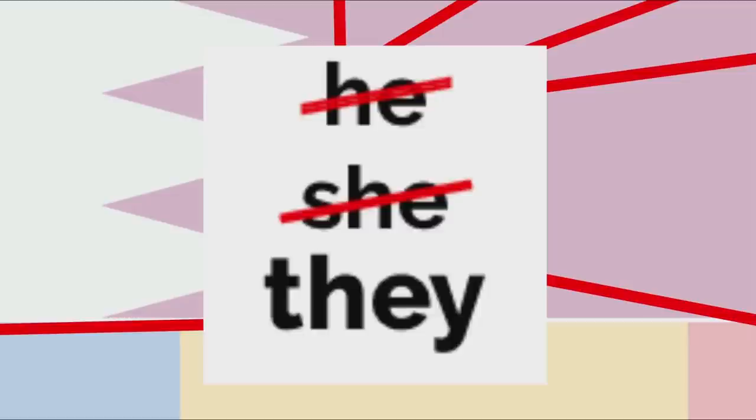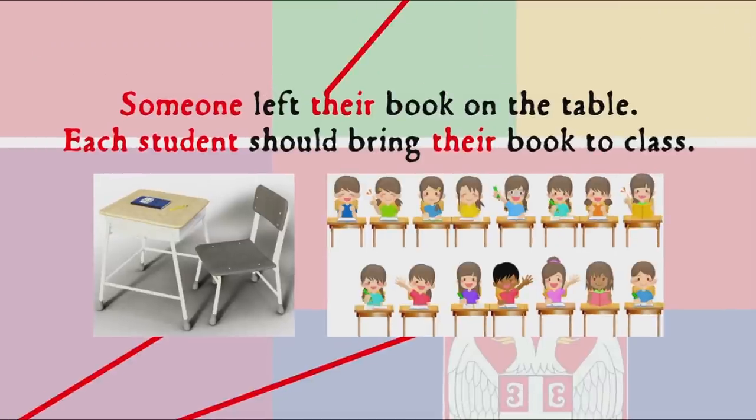being used as a gender non-specific pronoun in the singular as well as the plural, as in sentences like, someone left their book on the table, and each student should bring their book to class. If the gender is unknown, unspecified, or not defined, the pronoun they can be used with a singular antecedent and has been used this way for well over 600 years.